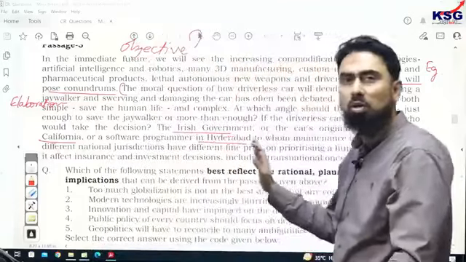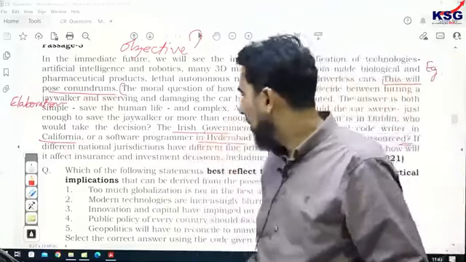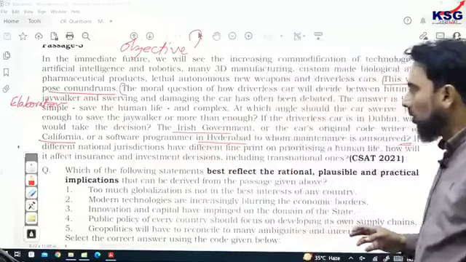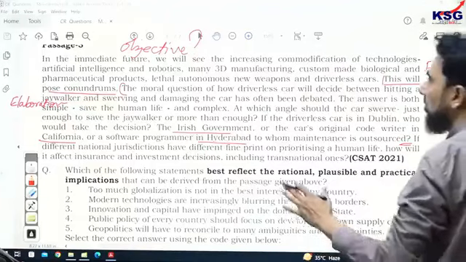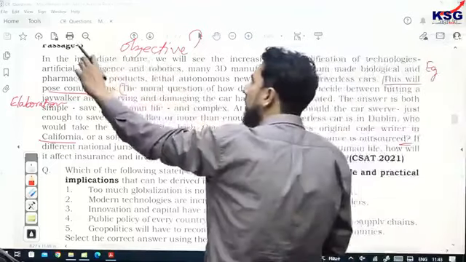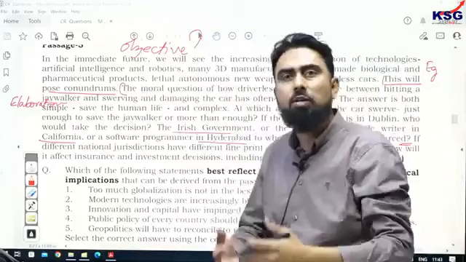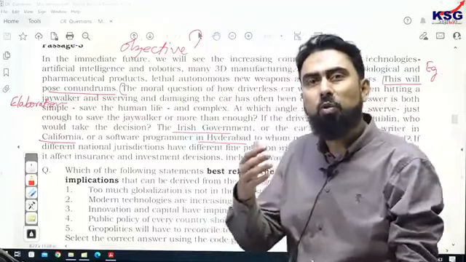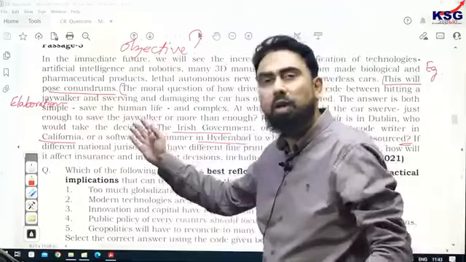So and these countries may have different fine print, of jurisdictions. So how will it be decided, right? So you understood the passage. The passage started with the increasing commodification of technology, which we will see in the near future. But it is going to create problems. What kind of problem will be there, he has explained, right?